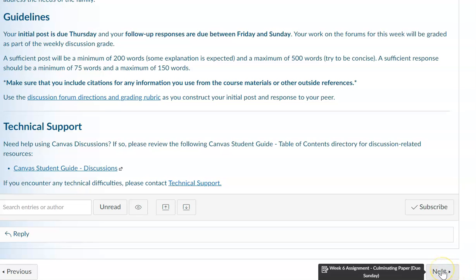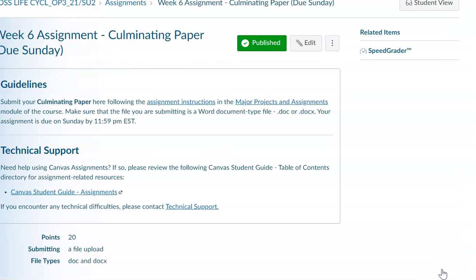The second assignment for this week is the culminating paper. We did go over the parameters for that paper in the overview video for last week, so I will not go through that again. But this is that culminating paper worth a significant percentage of your grade, so please look at the rubric and make sure that the headings required for this paper you cover completely.